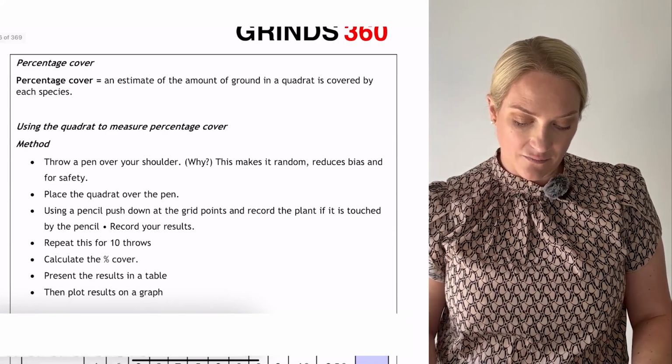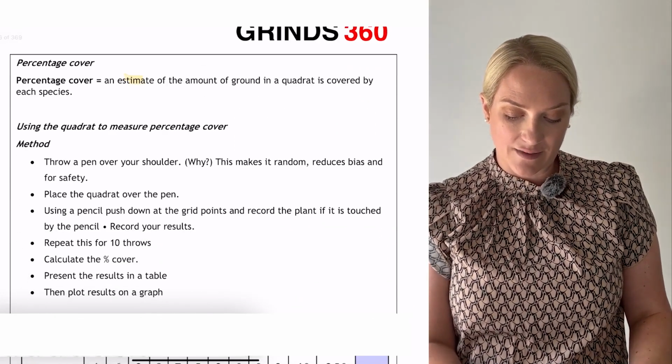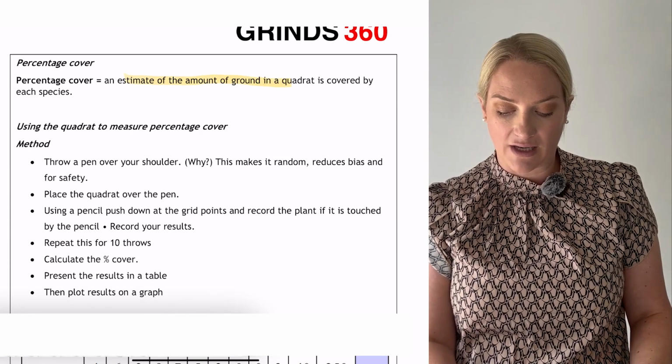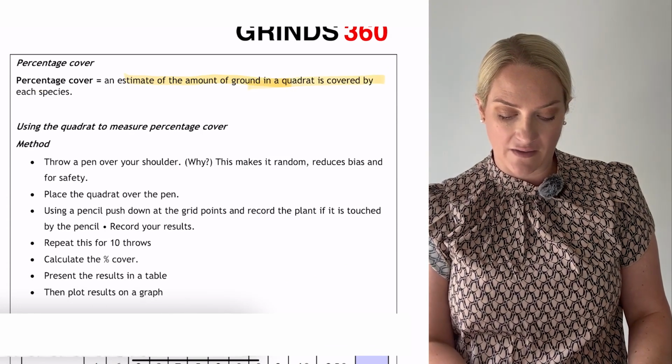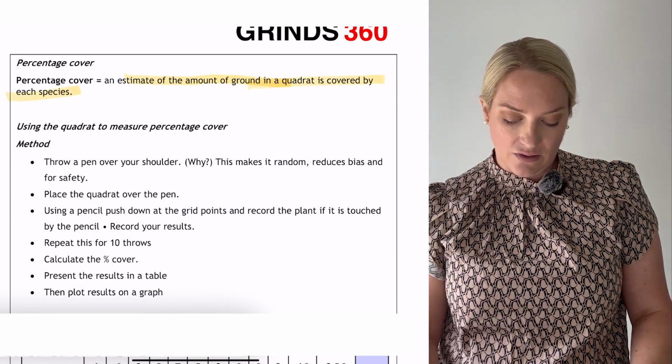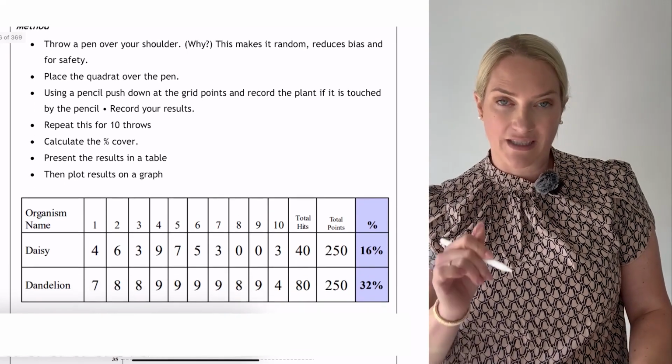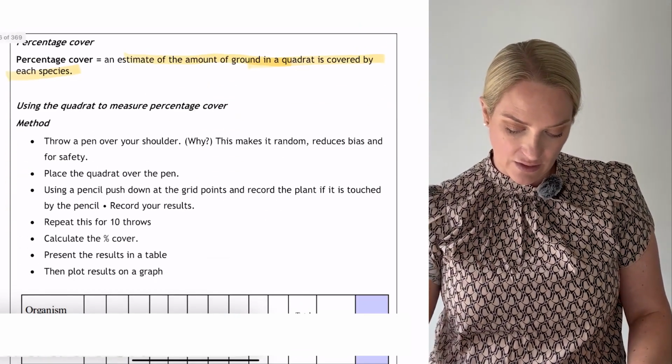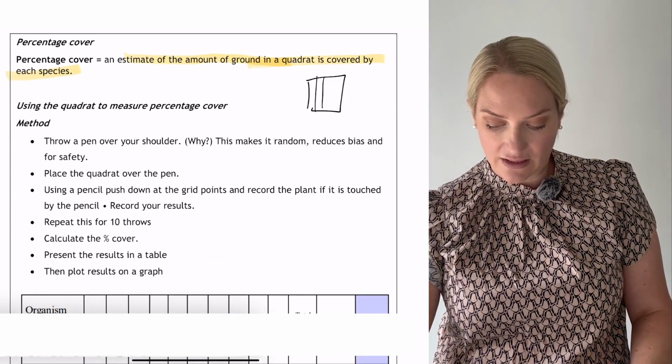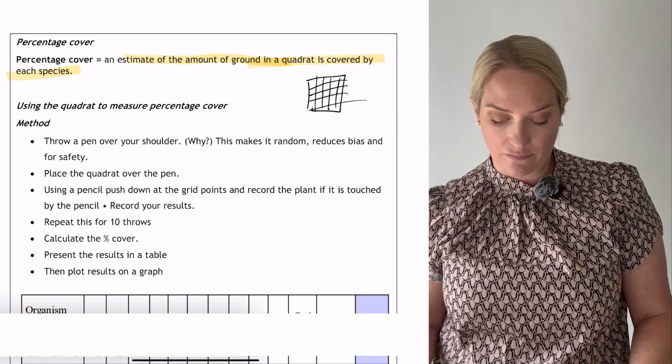Now percentage cover. Percentage cover is an estimate of the amount of ground a quadrat is covered by each species. So this is where we're going to use our gridded quadrat. You might have used your gridded quadrat as well, but we're just going to go into our gridded quadrat in a bit more detail.